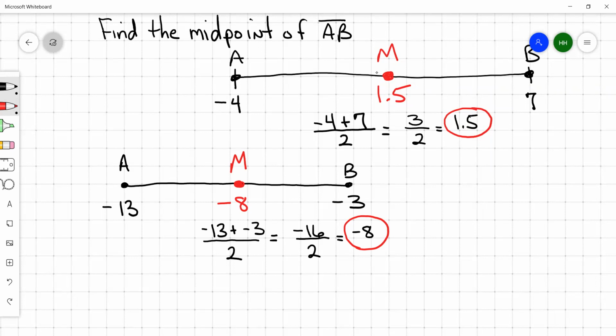Everybody okay with finding the midpoint? That's on a number line.